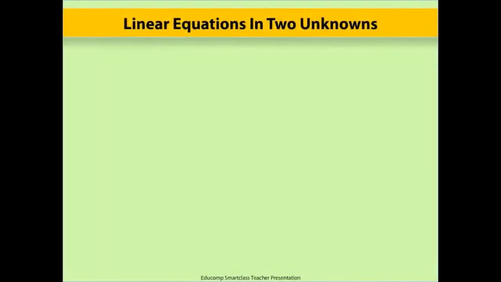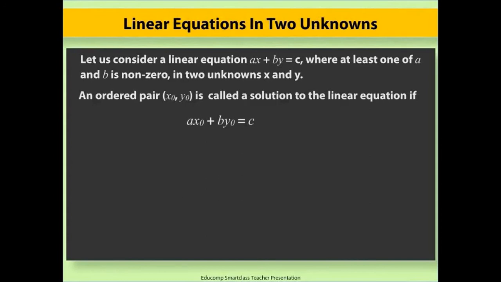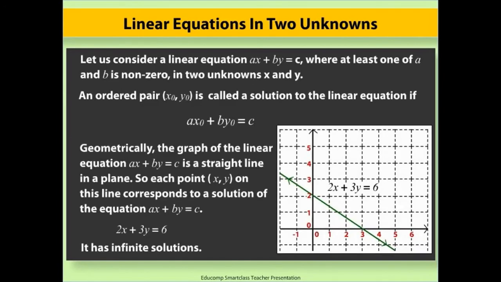Linear equations in two unknowns. Let us consider a linear equation ax plus by is equal to c, where at least one of a and b is non-zero, in two unknowns x and y. An ordered pair (x0, y0) is called a solution to the linear equation if ax0 plus by0 is equal to c. Example: 2x plus 3y is equal to 6.